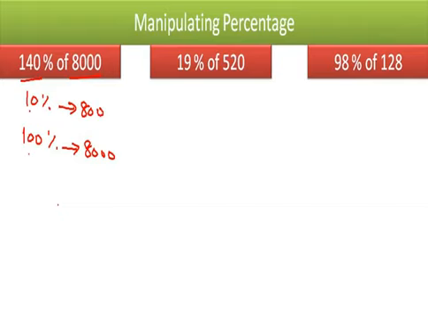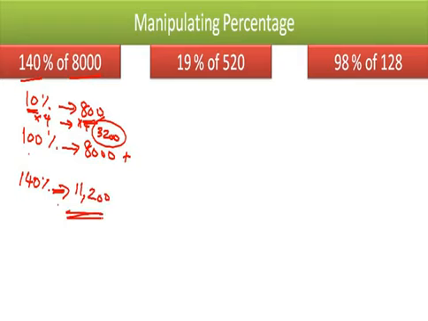So we know 10 percentage is 800. So what is 40 percentage going to be? 800 times 4. That is going to be 3200. So what is 140 percentage on the whole? Adding these two values, it's 11,200.